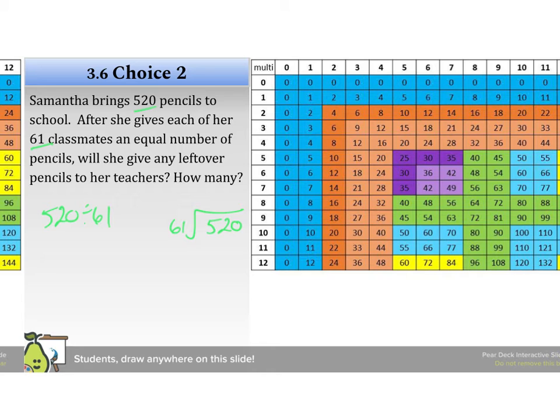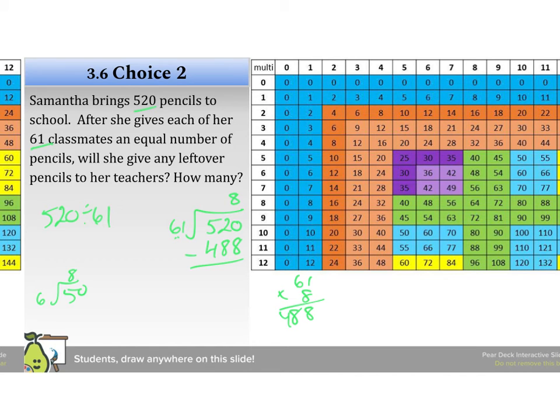We saw before that if we're estimating, 50 divided by 6 goes approximately 8 times. So I'm thinking 61 probably goes approximately 8 times into this. So 8 times 61 is 488. And I can check that. 8 times 1 is 8. 6 times 8 is 48.